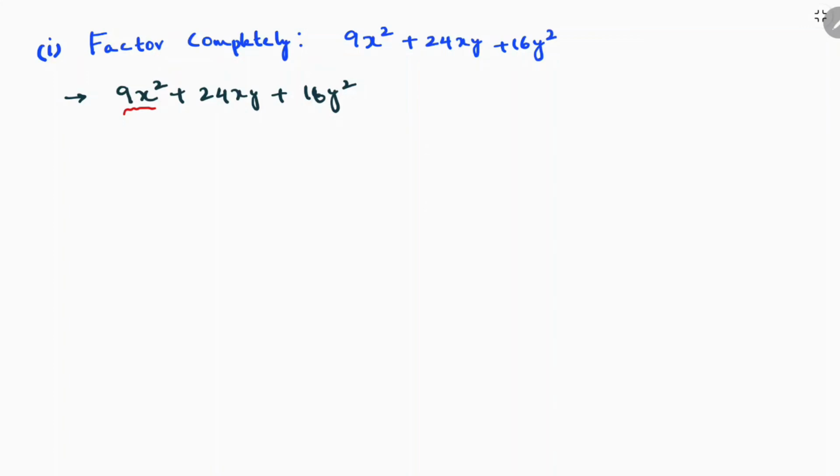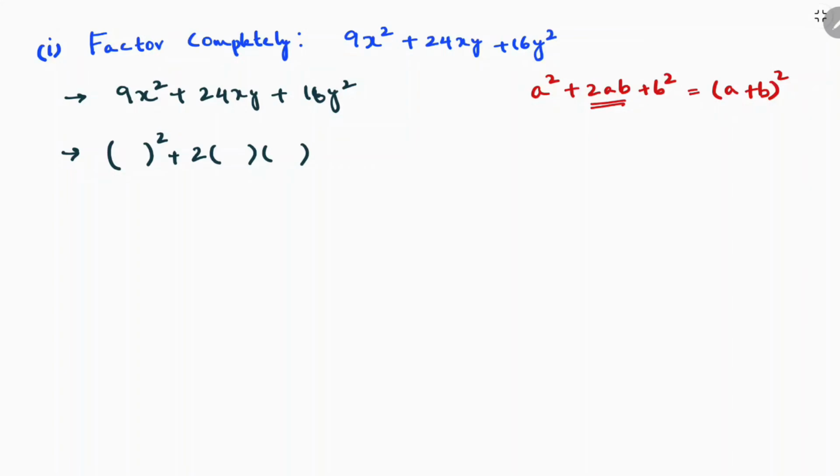So whenever you get something like this, there is a high chance that we can use the identity a square plus 2ab plus b square, which I can write as a plus b whole square. But we need to check whether we are getting 2ab or not. So for that, first I'll write the identity: a square plus 2ab plus b square.